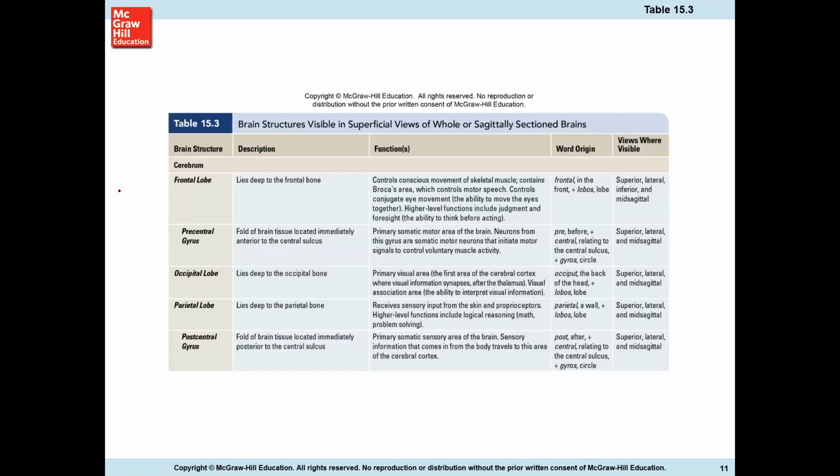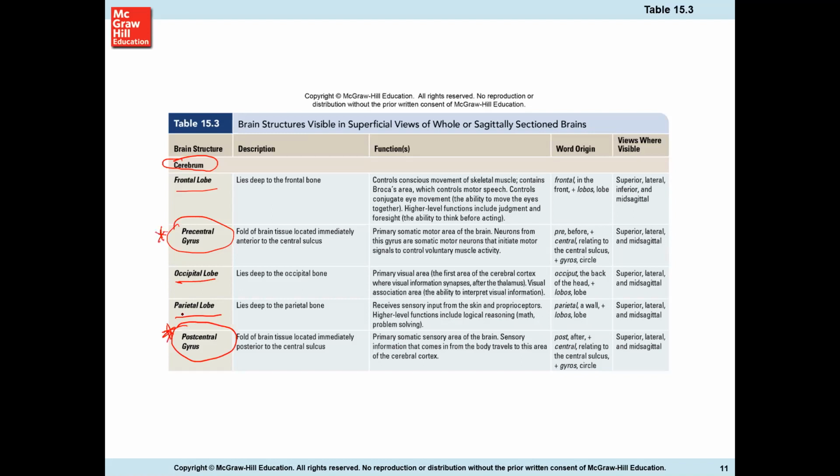Okay, so again, now we're going back to the cerebrum. So let's just learn the parts of the cerebrum. I'm going to go through these with you, like frontal lobe, occipital lobe, parietal lobe, the three main lobes, but there's another two, right? I'm going to talk about the precentral gyrus and the postcentral gyrus.